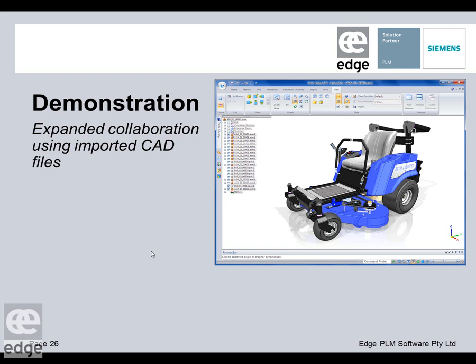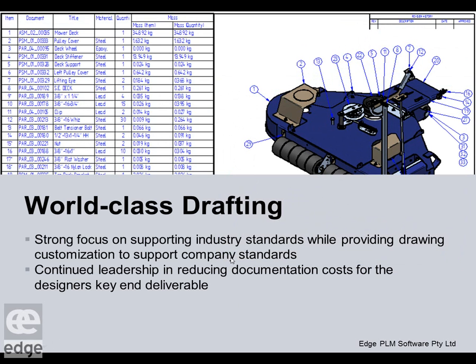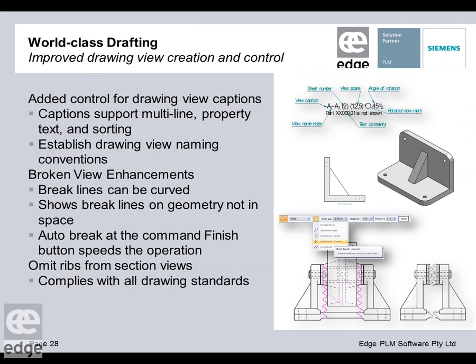Okay, moving along now, we will take a look at what we've done with drafting. Drafting, as you're all aware, is a very strong point in Solid Edge's development calendar. With every release, we do considerable work on the drafting package, and I think you'll all agree with each release, not only do we add enhancements, but the enhancements are quite spectacular. We've got drawing view captions, a lot of control for drawing view captions and establishing naming conventions, which can be quite complex. A lot of work in the broken view area. Break lines can be curved. You can show break lines on geometry and not in space, and those sorts of things. There's a little example down here.